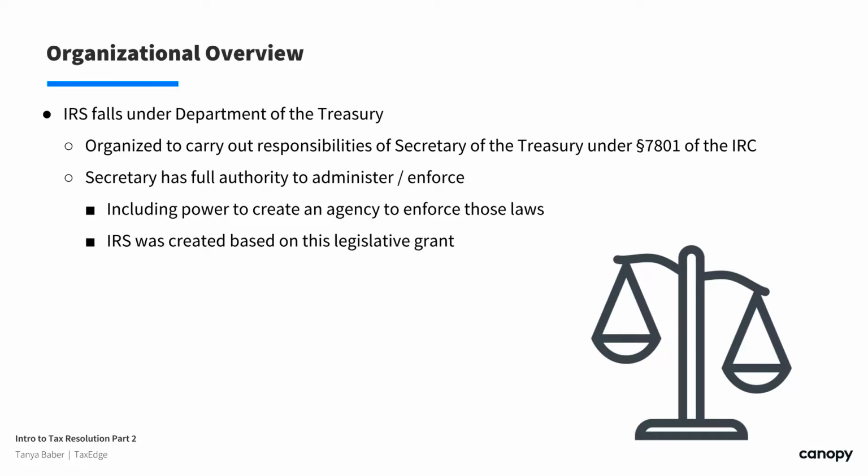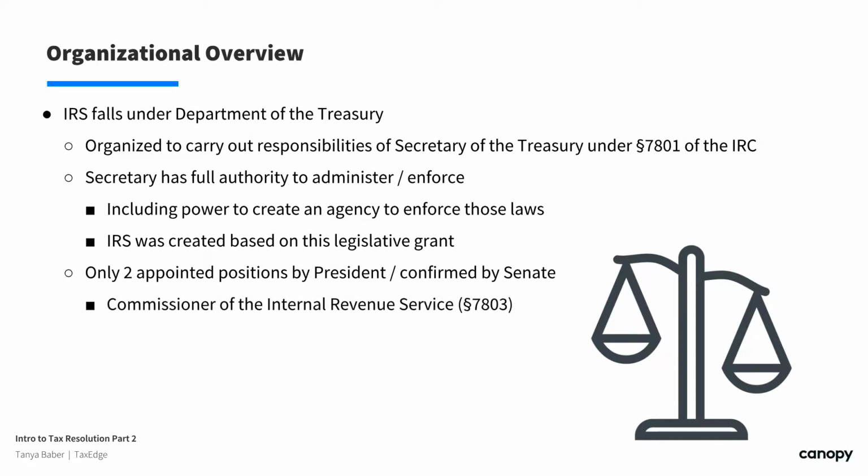Now, if we look at filling those roles, there's only 2 appointed positions, appointed by the President and confirmed by the Senate. They happen to be the Commissioner of the Internal Revenue Service. That is authority granted under Section 7803. They serve as the head of the IRS, and they have a renewable 5-year term. So they're not in there for life. They can be renewed, but they have a 5-year term. There's also Chief Counsel. Their job is to advise the IRS on legal matters, including interpreting or enforcing tax laws. So that's just at the highest level. There's only 2 appointed positions.